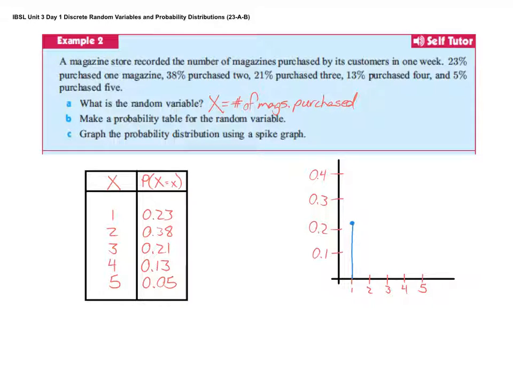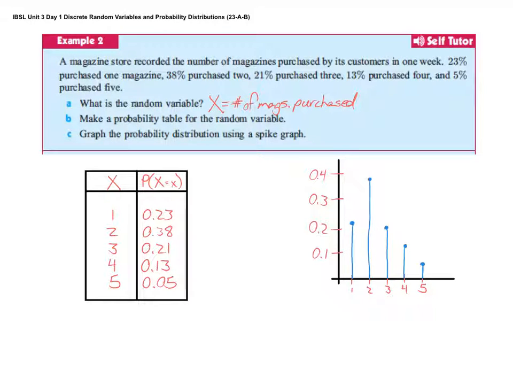We had 0.38. So just under the 4. Okay. And then 0.21 for 3. So we'll make that just a little lower than the 0.23 was, but still above the 0.2. Okay. For 4 was 0.13. So we'll say approximately right there. And then we had the 0.05. So approximately right here. Okay? So that's what our spike diagram would look like for this distribution.